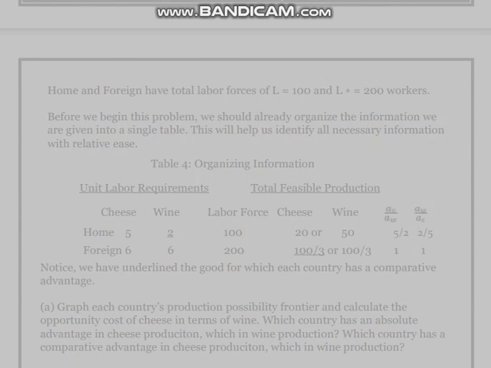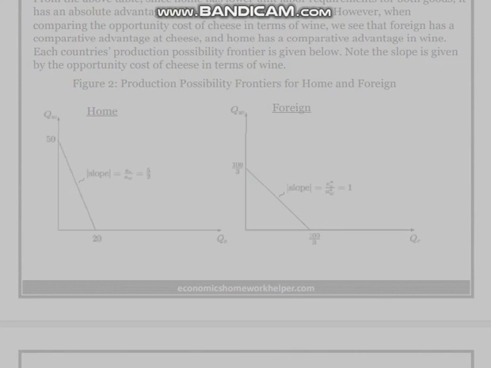From the above table, since home has lower unit labor requirements for both goods, it has an absolute advantage at the production of both goods. However, when comparing the opportunity cost of cheese in terms of wine, we see that foreign has a comparative advantage at cheese, and home has a comparative advantage in wine.